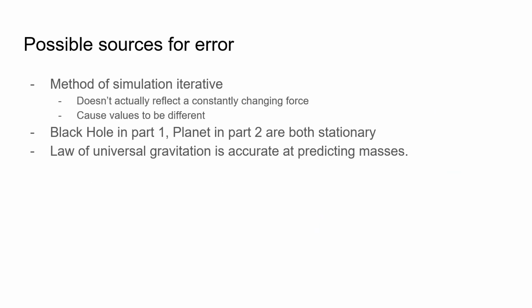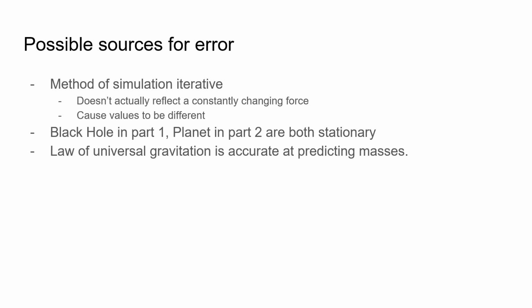Some possible sources for error. The method of simulation is iterative, so it's not actually reflective of a constantly changing force. We have delta t, and we've simulated the changing of position by small increments of v average, which we calculate from some of the equations in the beginning of the slideshow. This causes the values to be slightly different than they would be in reality.